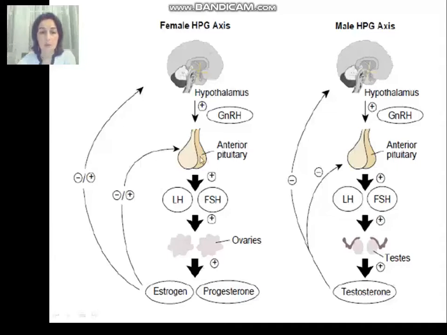There, the pituitary will produce its own hormones. These are tropic hormones: LH, luteinizing hormone, and FSH, follicle stimulating hormone. Then these hormones come to the ovaries, and because they have receptors there, they will stimulate cells of the ovary. They are follicular cells which will produce these hormones, estrogens and progesterone.